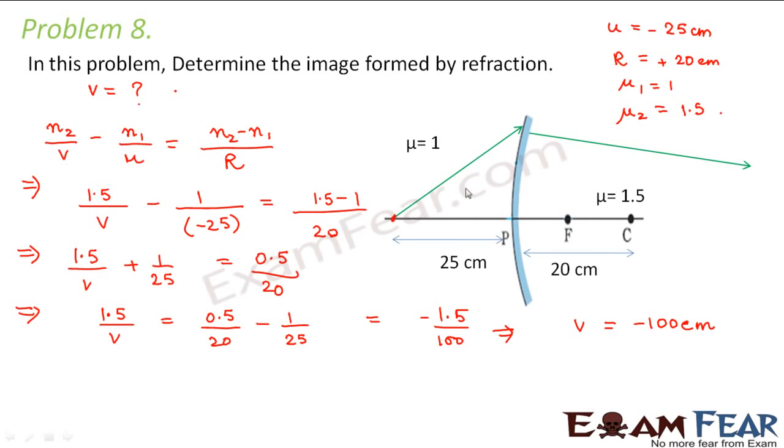So we see that the image is formed at a distance of 100 centimeters from the pole, and since the sign is negative, this negative sign shows that the image is formed on the left hand side of the pole.